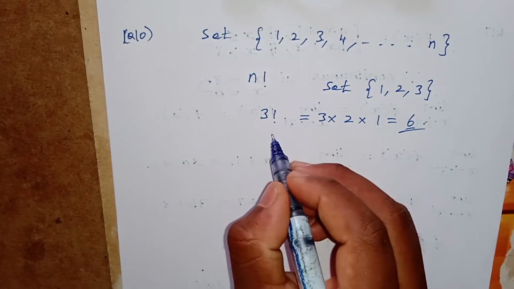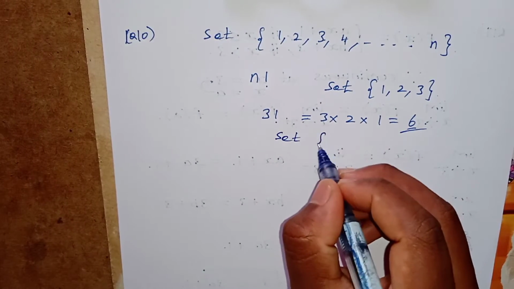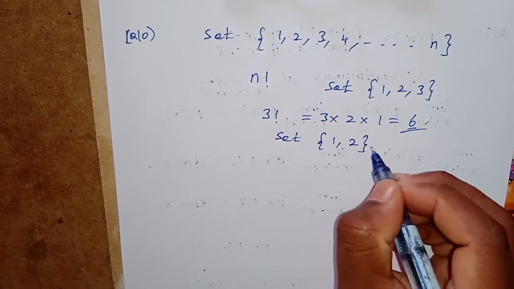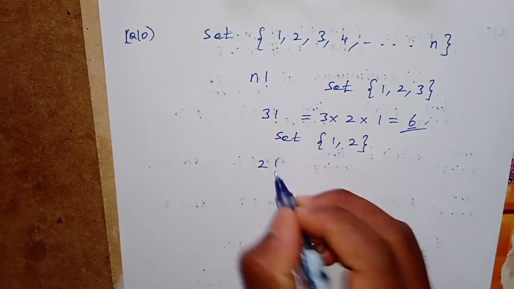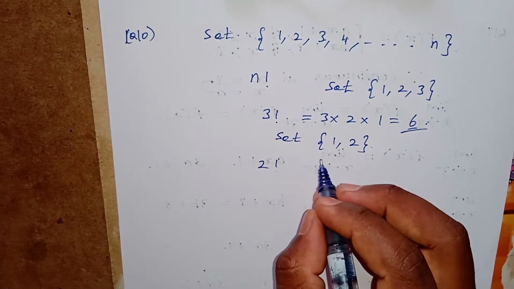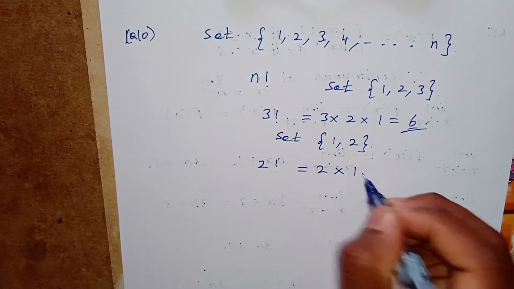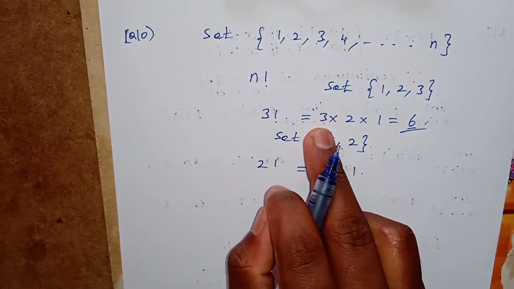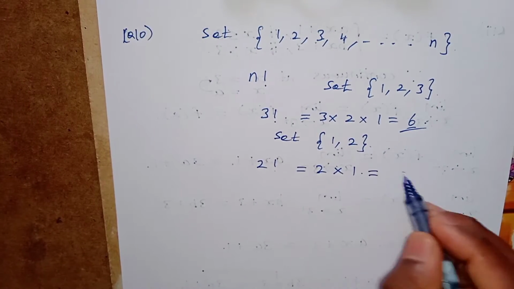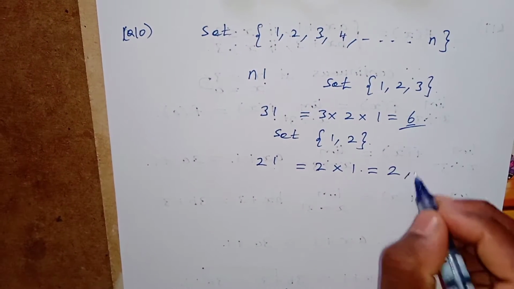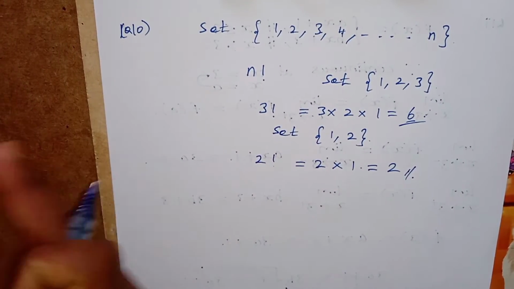Next, suppose the given set is 1, 2. Therefore you will take 2 factorial. 2 factorial is nothing but 2 into 1. From that number 2 you have to reduce up to 1. Therefore 2 into 1 you will get 2. Okay, I hope you all understood question number 10.